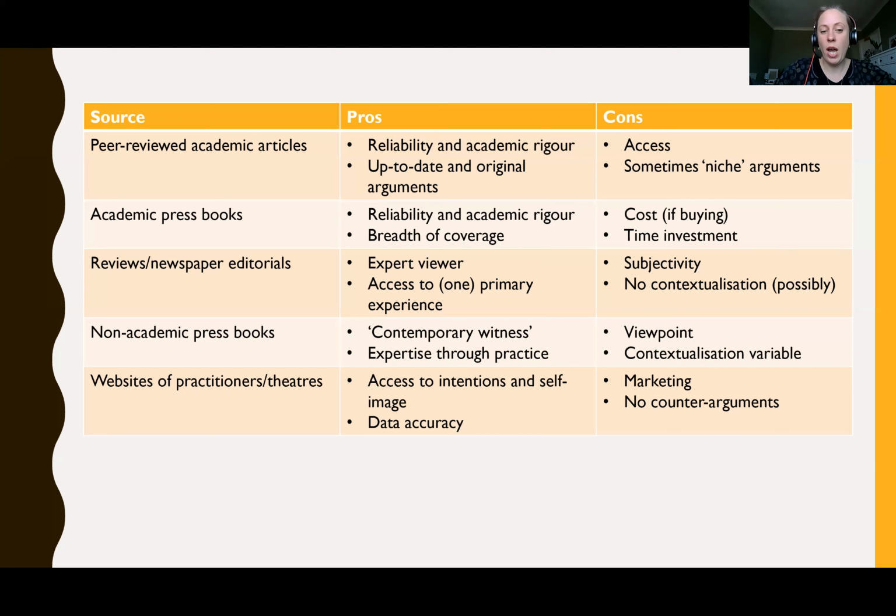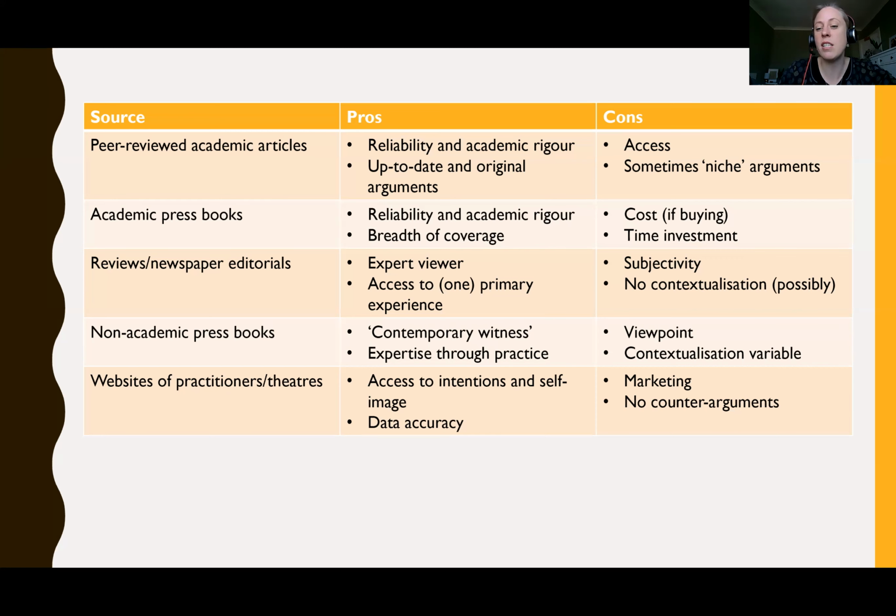Then looking at non-academic press books, or books that might be published by an academic press but not by someone who is undertaking an academic methodology. Some of the pros include that someone might be speaking as a contemporary witness. So you might be having access to a load of encounters and ideas, and ways of thinking about work from someone who was there and who was living it. And there's a really particular kind of knowledge that comes from that, which can be very, very useful for you.